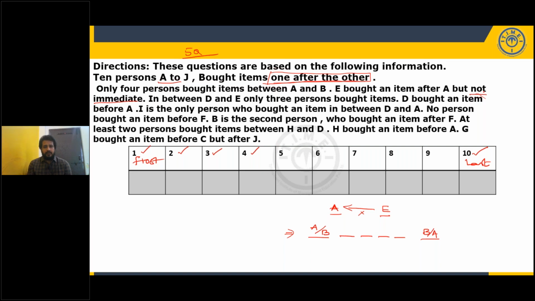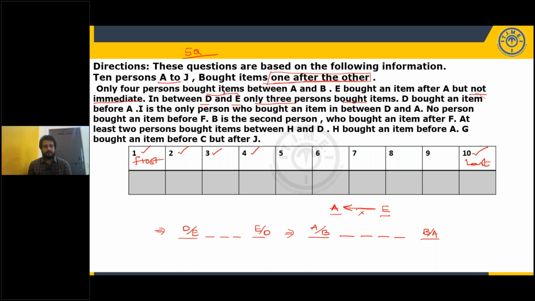Okay. In between D and E, only 3 persons bought items. Again, among these two, who bought first, who bought next, that we don't know. Again, D or E, 1, 2, 3, E or D. Now look at here. For all our individual statements, there is some link between A and D. A is before E, but how many persons bought between them, that we don't know. Okay, so keep it aside. All our individual statements, you will get one clue to club all these.